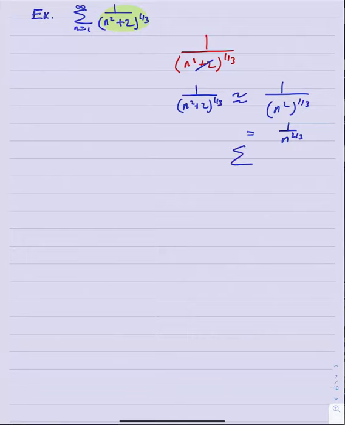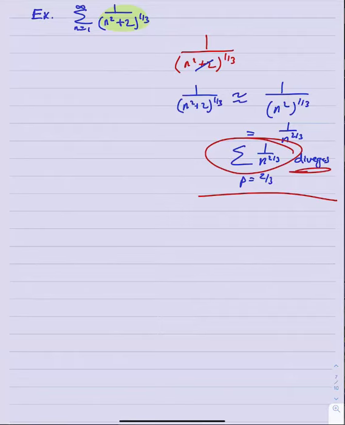Okay, what do I know about the series 1 over n to the 2/3? That's another p-series. It's p equals 2/3, which means this series diverges. Okay, so it's really not a guess. I do know by limit comparison, because that's really what we just did right here. We didn't write it up formally, but I know by limit comparison that my series acts like this one, and I know that series diverges. So I know this one diverges.